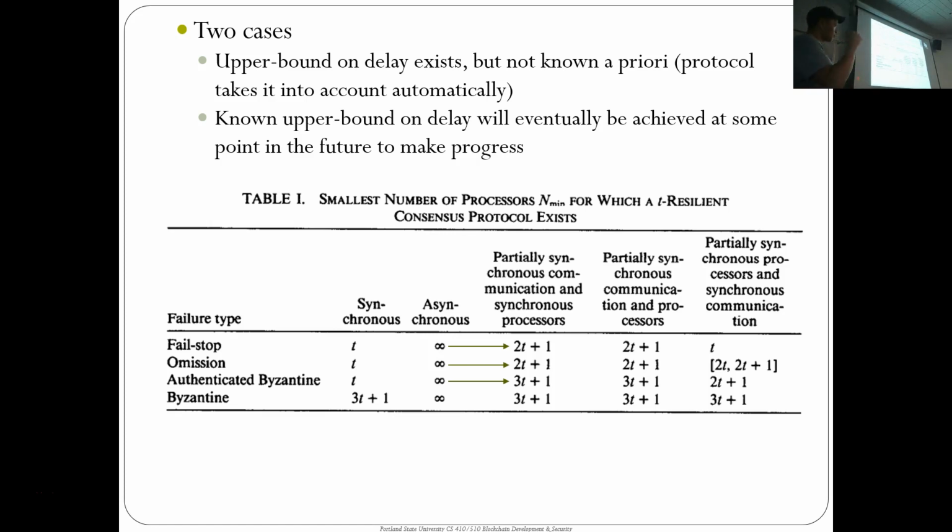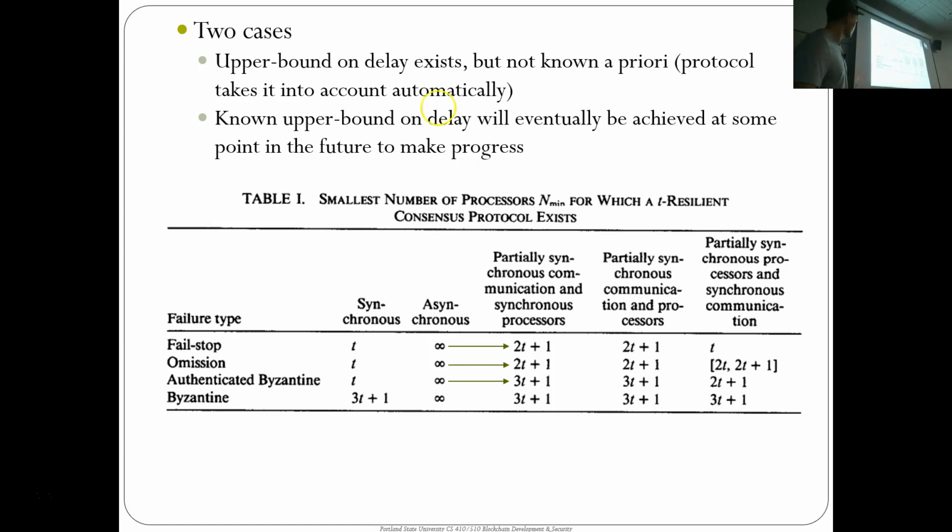There are two ways that you can loosen the asynchronous assumption with the DLS consensus. The first is that if you know that an upper bound on the delay exists, but it might not be known a priori, you can get a deterministic algorithm to converge by having that algorithm take into account the delays that it sees automatically. So that's what they show. The other result is that if there's an upper bound on delay that will eventually be achieved in the network, then you can also get consistency and liveness.